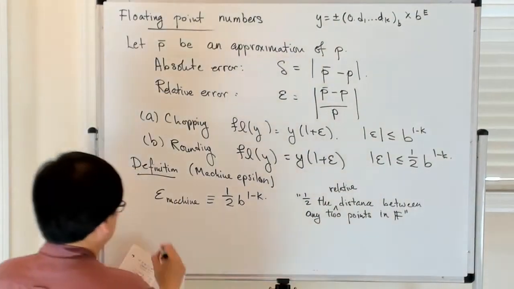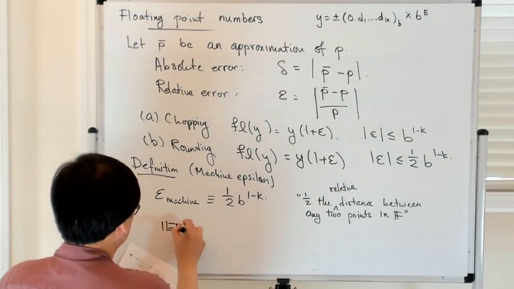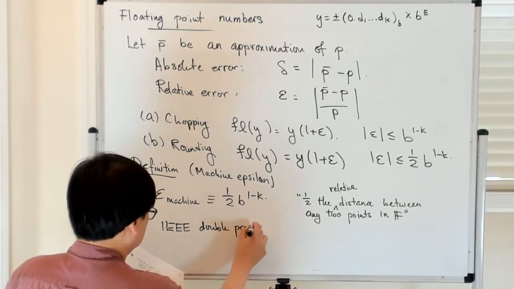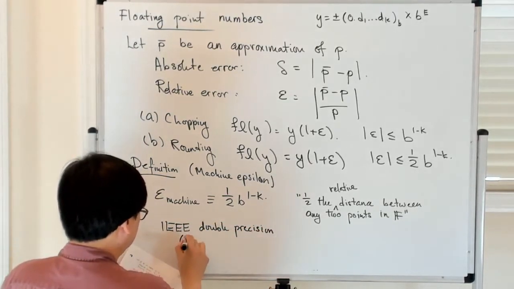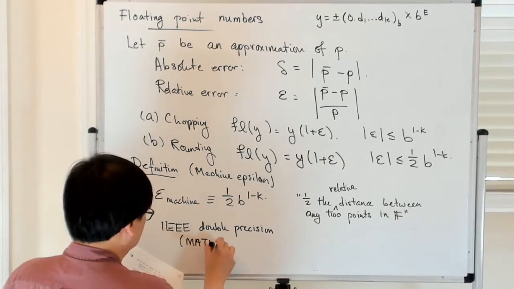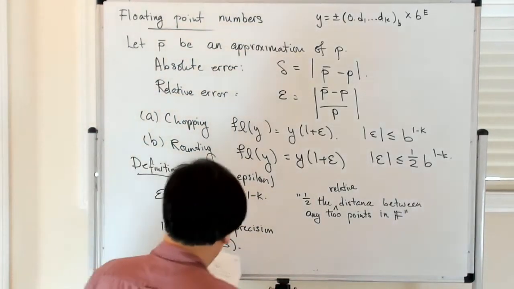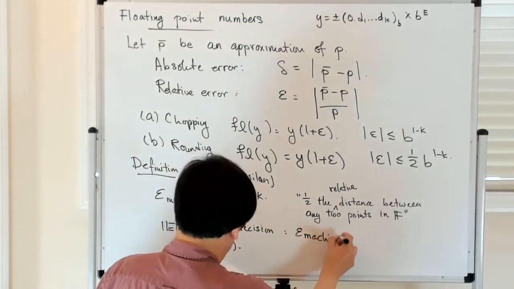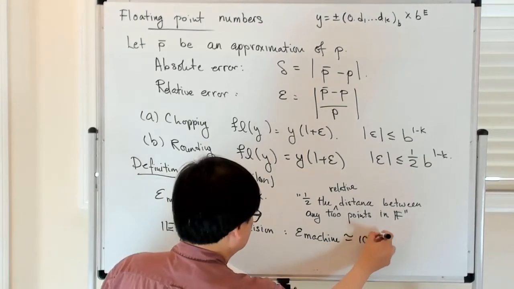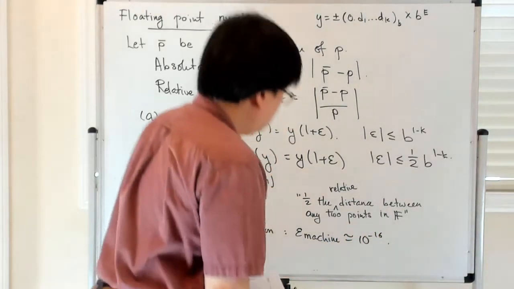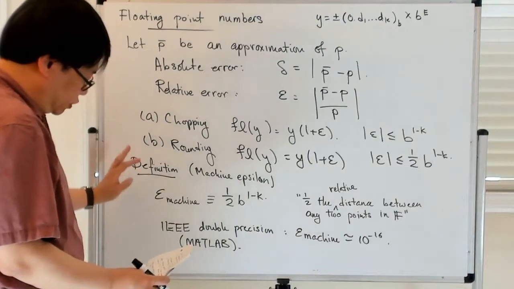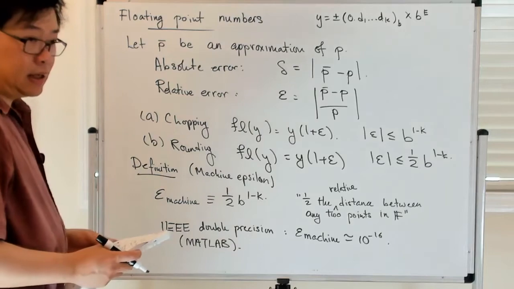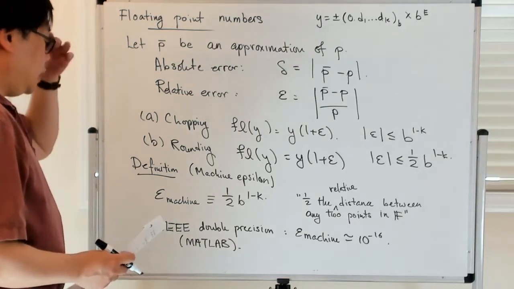For IEEE double precision, which we talked about before, which is what you would use in MATLAB if you do double, machine epsilon is about 10 to the minus 16. You'll see this show up again and again as we discuss numerical error in our methods.